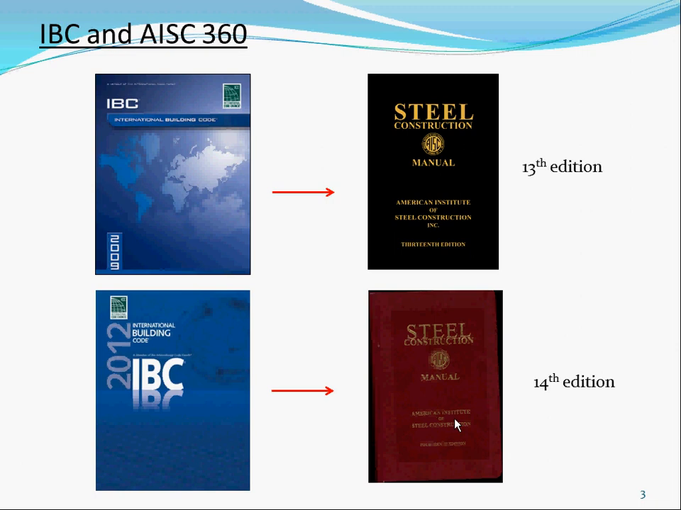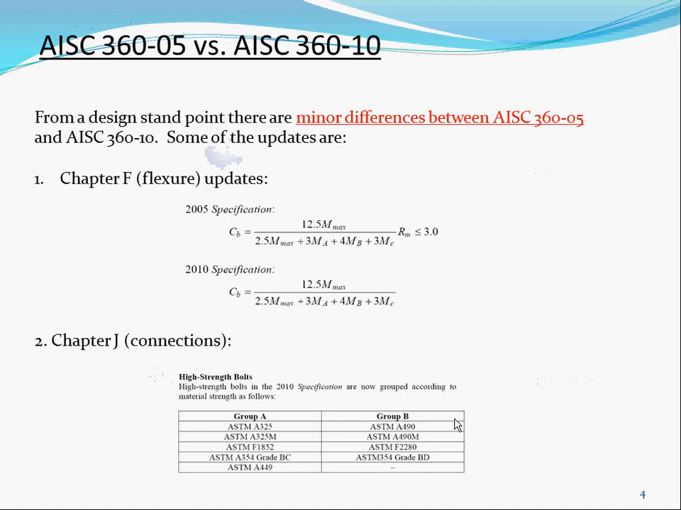For our design, the difference between the two design editions is very minimal. I'll point out some of the differences now. The differences between 360-05 and 360-10: from the flexure section, the Cb value changed a little bit.